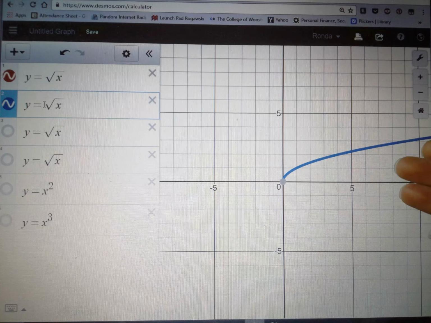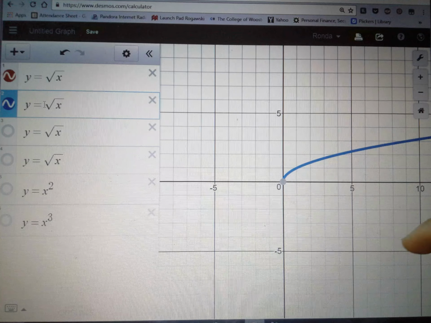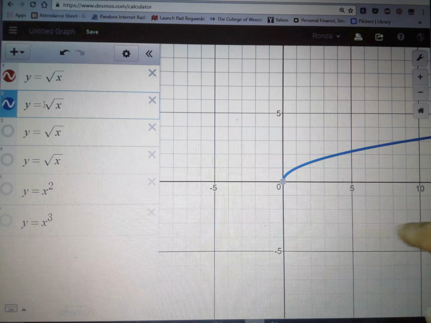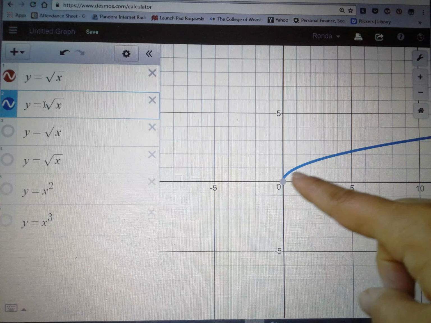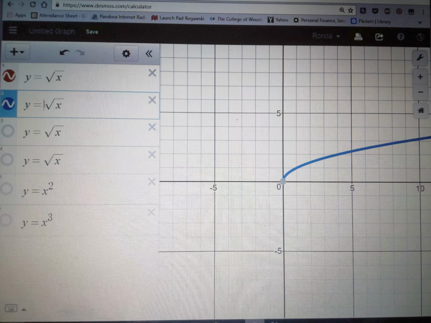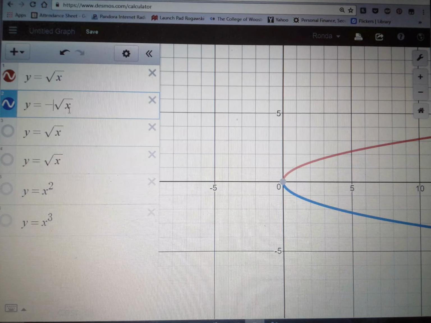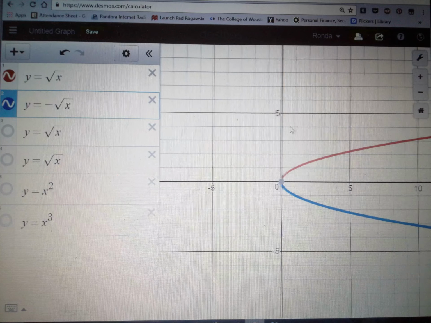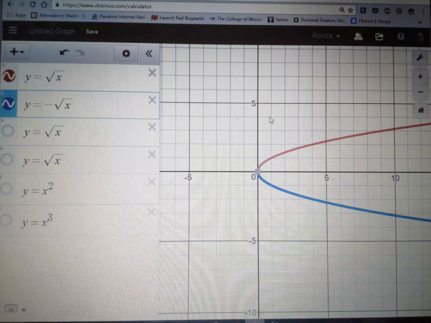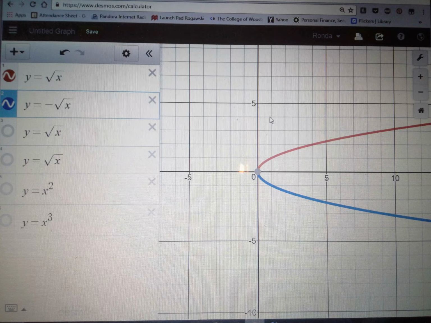A reflection means it's going to have a mirror image down here into or over the x-axis. And in order to get negative y coordinates down here, all these y's would have to be negative. So we would just put a negative in front of the square root of x, like this. And boom, just like that, I have the blue line, which is a reflection into or over the x-axis. So when I put a minus sign in front of the function itself, it reflects it downward.